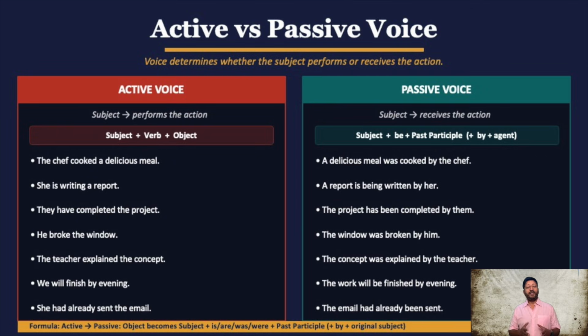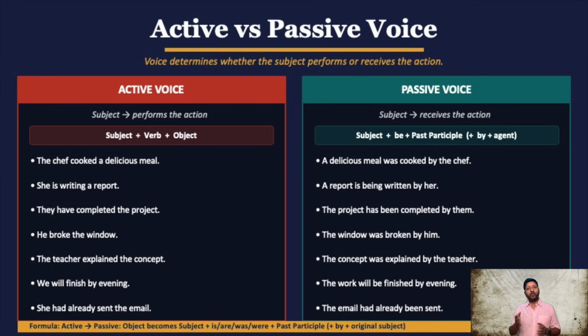Now we go into something that is very important if you wish to be able to speak English properly. Active versus passive voice. The voice determines whether the subject performs or receives the action. For example, the chef cooked a delicious meal. Here, the subject is performing the action. What is the subject? The chef. What did he do? He cooked a delicious meal. Where cooked is the verb and meal is the object. So you have subject plus verb plus object.